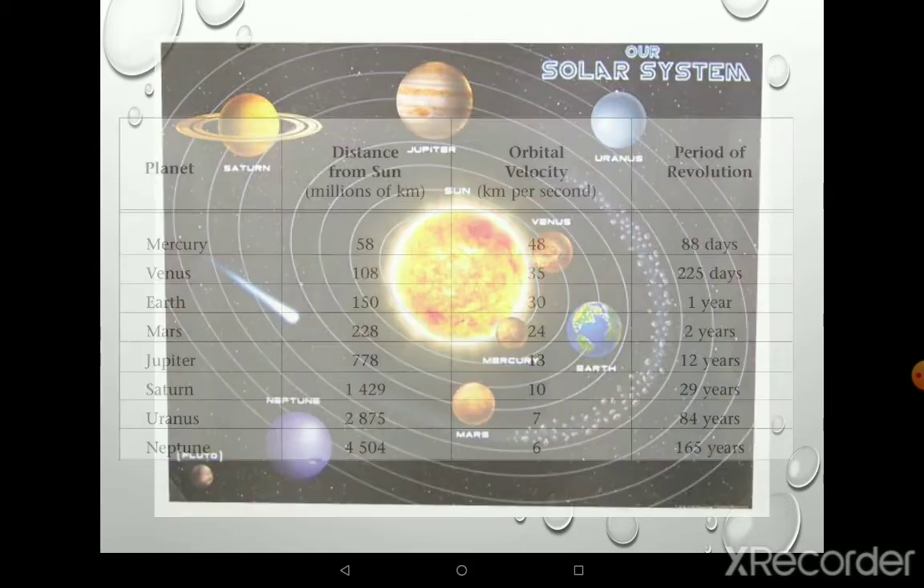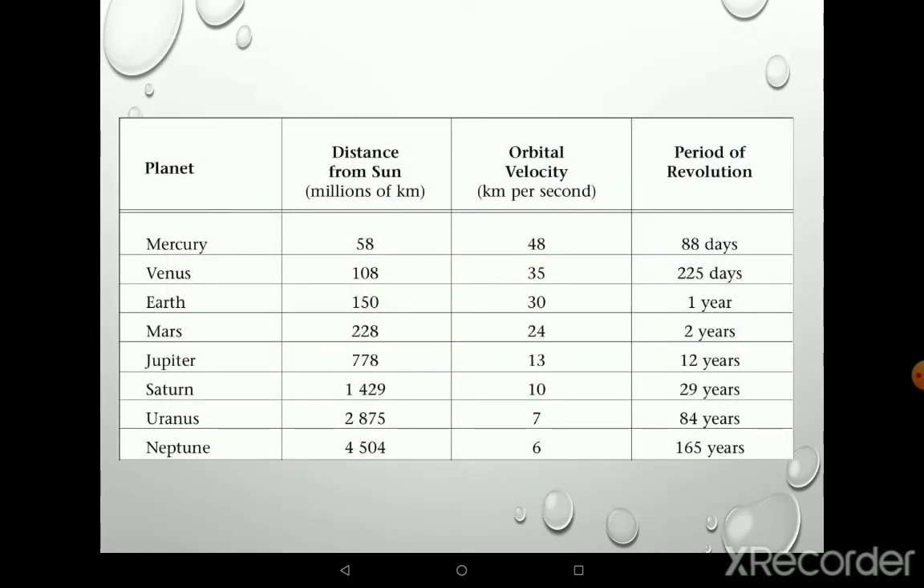You can see the image. The planet's name is given, the distance from the sun, the orbital velocity, meaning how many kilometers they cover per second, and the period of revolution, meaning how many days or years they take to revolve around the sun. You can see Mercury, it is 58 million kilometers away from the sun and it takes 88 days to complete one revolution or one round of the sun.